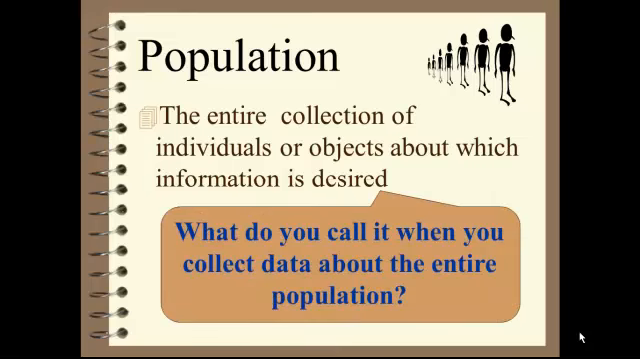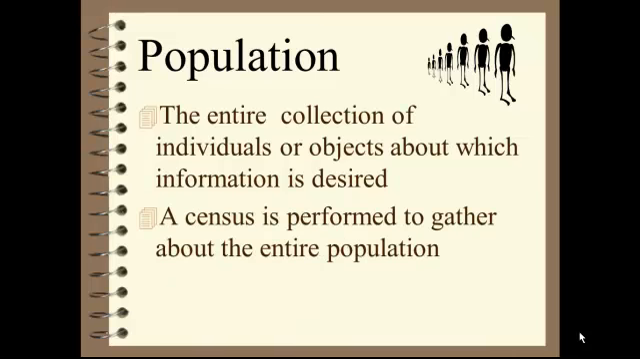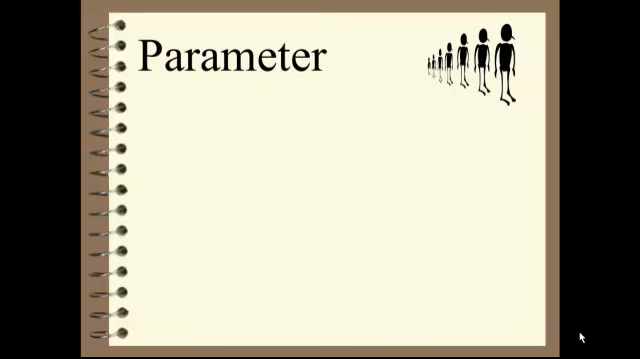Now, do you know what we call it when we actually try to collect data on every single person that we want to know about? We just did it not too long ago. That's our census. We did that for the whole country. And even if we're not talking about every person who lives in the United States, if we have our population and we want to get information on every single person, every single plant, every single fish, every single whatever, we call that a census.